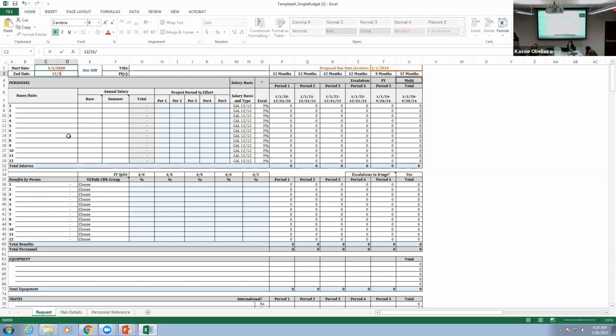So we're going to go 12/31/22. And you'll notice it says 36 months here, so we've got the right amount. So that's the first thing you always want to enter, the due date or your approximate due date, and then your period of performance, because all your rates are going to be based on that.